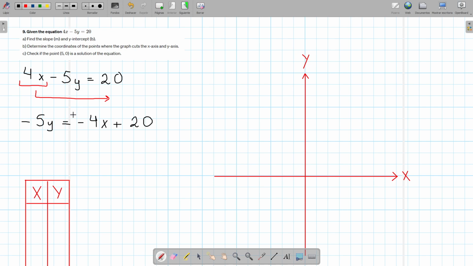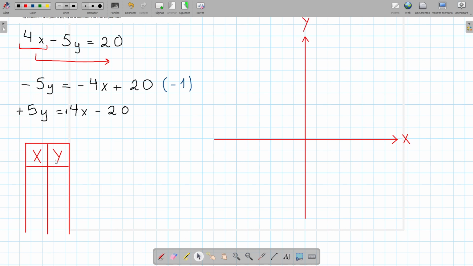Now, as you can see, the main problem here is the sign. The negative sign at the beginning is not comfortable to work with. So, in order to change it, we can multiply everything by minus 1. So everything will change sign. Minus 5y is going to be plus 5 times y, equals, this is going to change also, plus 4x, and this plus 20 is going to be minus 20.